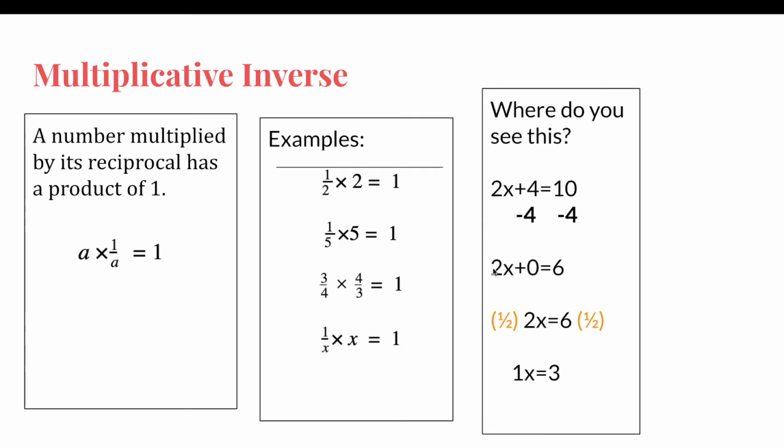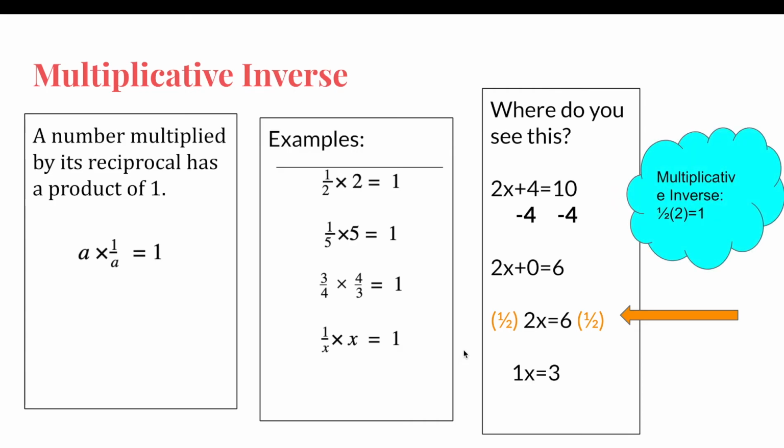Where do you see this? Well, I can divide both sides here by 2. My other option is to use the multiplicative inverse and do 1/2 times 2 to make a 1x, and do the same thing on the other side and make a 3 to help me solve this equation and get x by itself by turning the 2 into a 1. Okay?